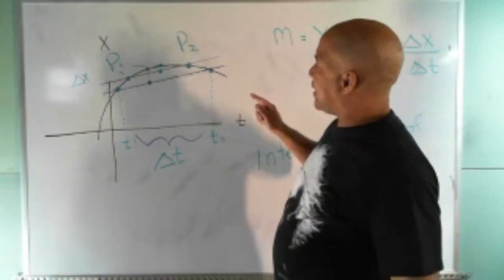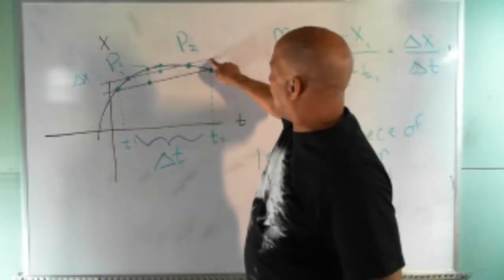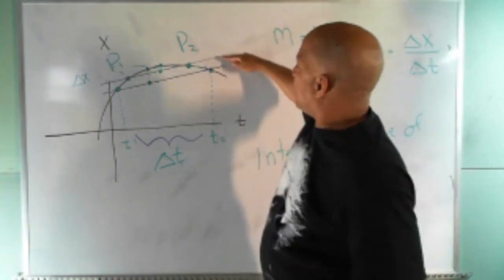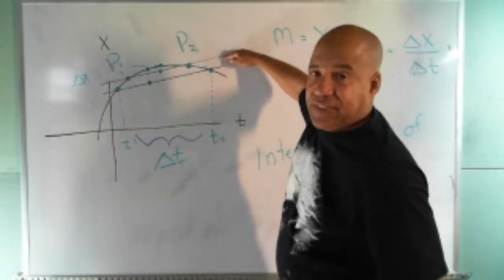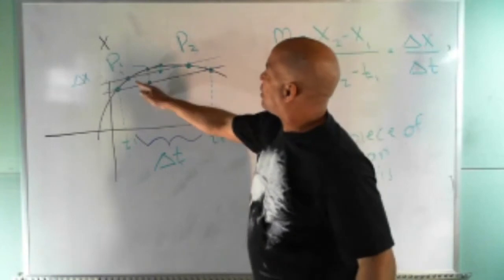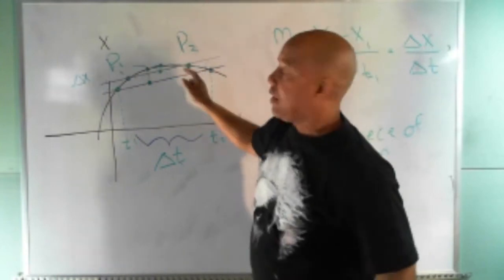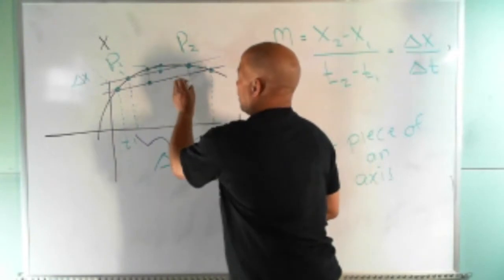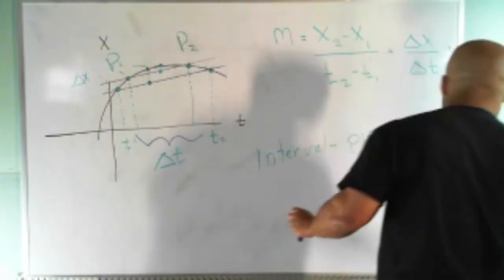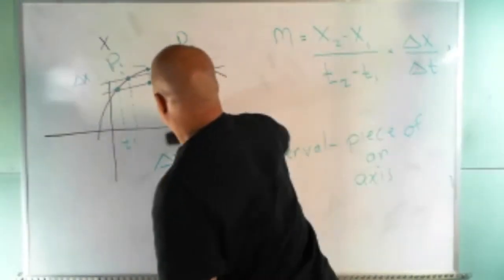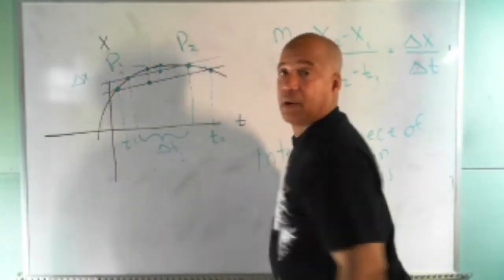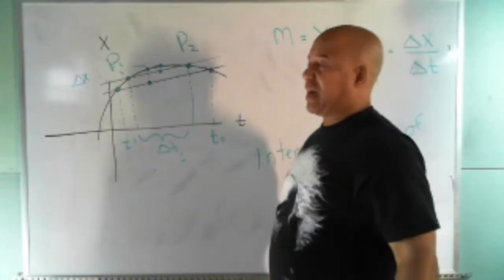What that means is that when I take the slope of this line using this equation over here, which I know how to do, the slope of that second secant line is going to be much closer to the slope of the actual curve. But look what the trade-off was: my interval got smaller. So now my delta t interval is smaller than before. Well, okay, I can keep doing this.